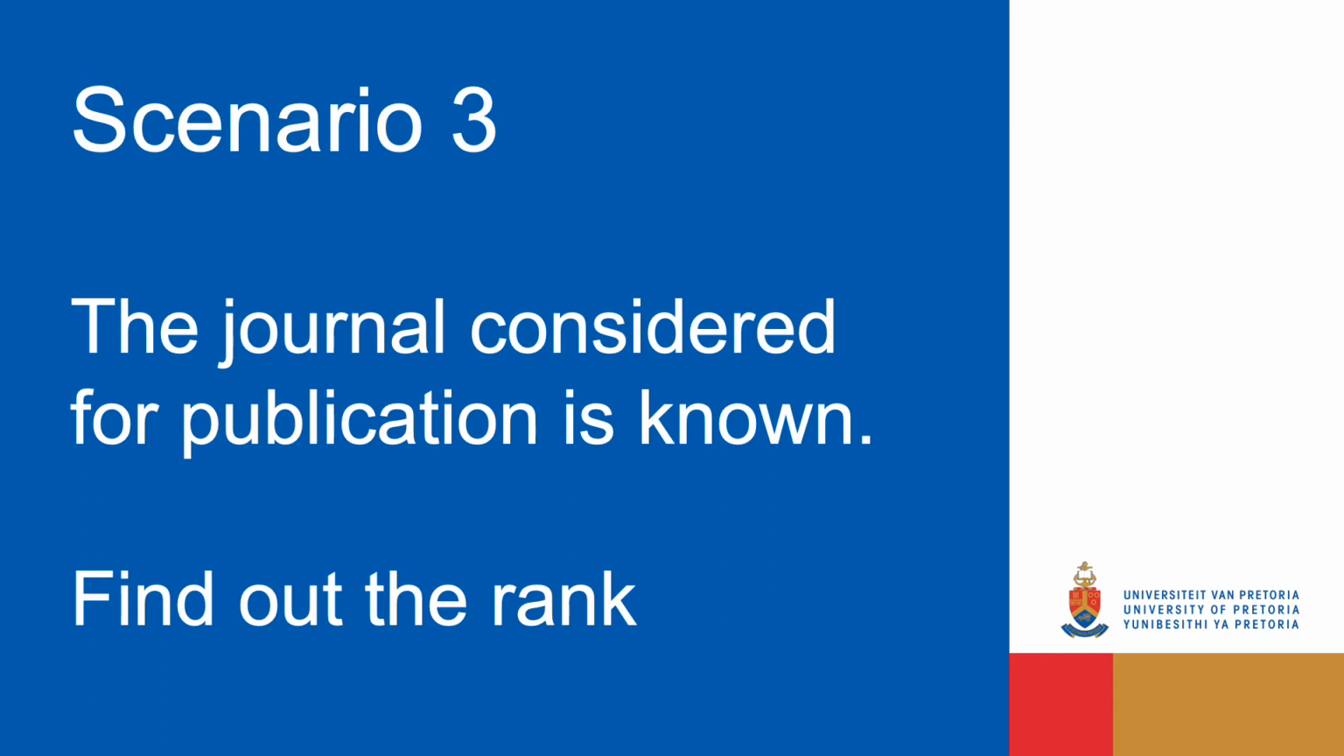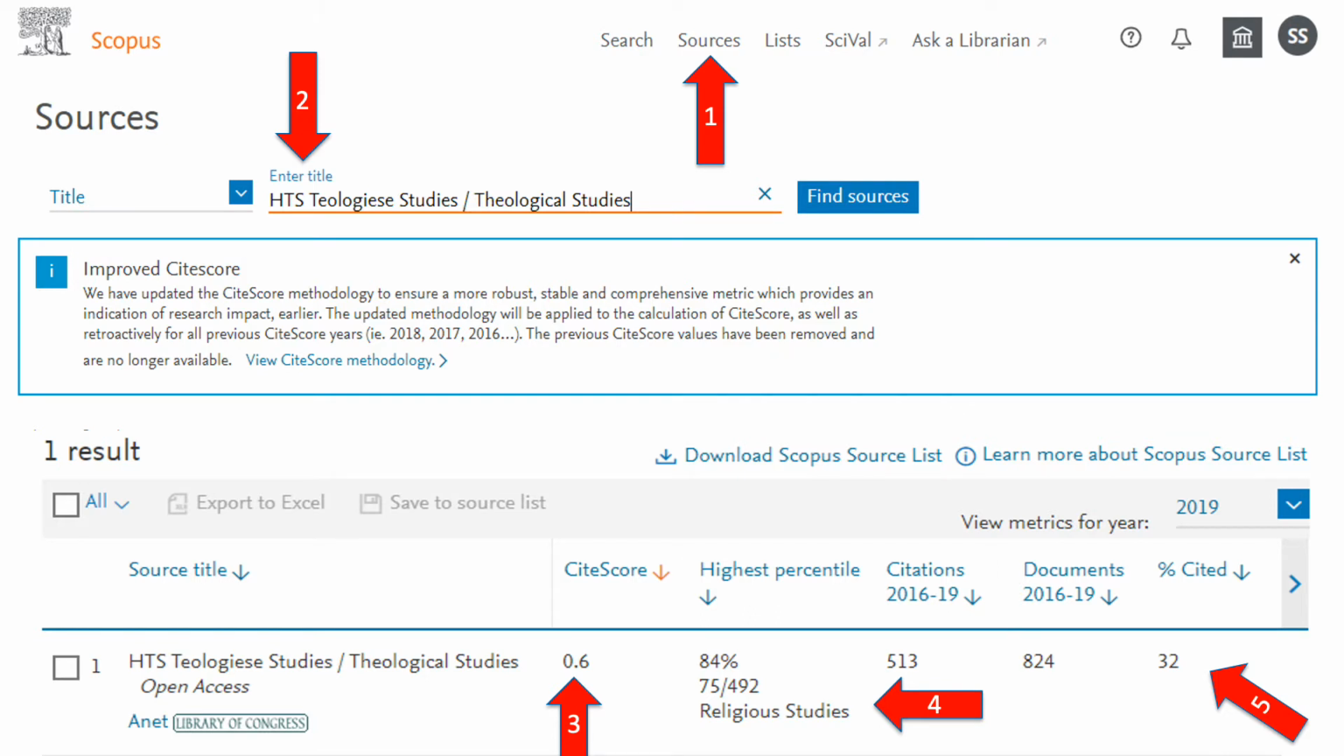Now the journal considered for publication is known. Let's find out the rank on Scopus. Scopus can be found from the library website, alphabetical under databases, similar to the journal citation reports. Please follow the numbers on the arrows as I describe the contents of this slide.